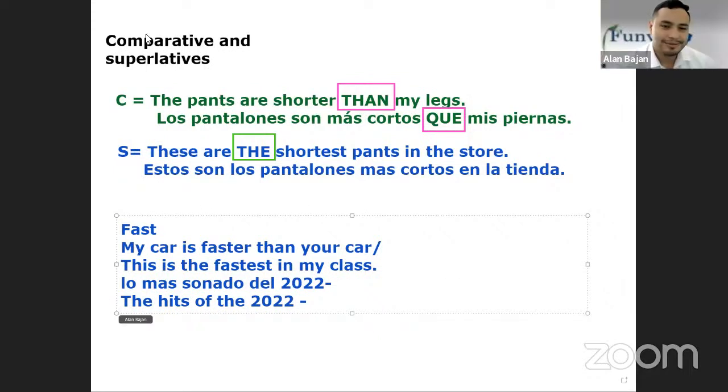So that's how it works. Okay. Any other question for comparative and superlative, guys? Comparative and superlative.